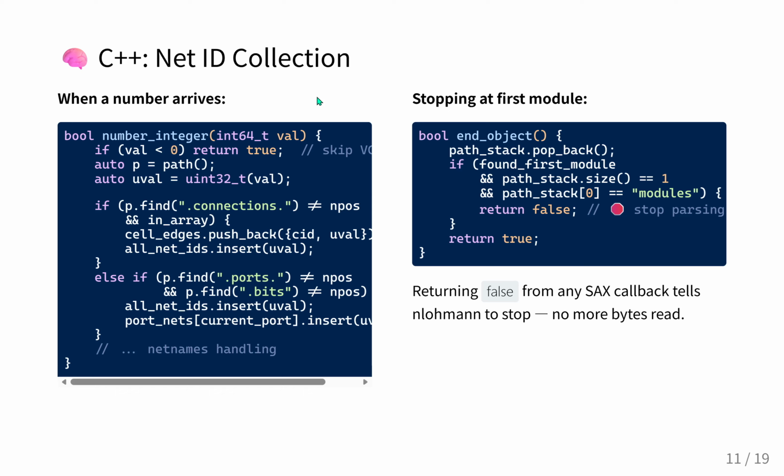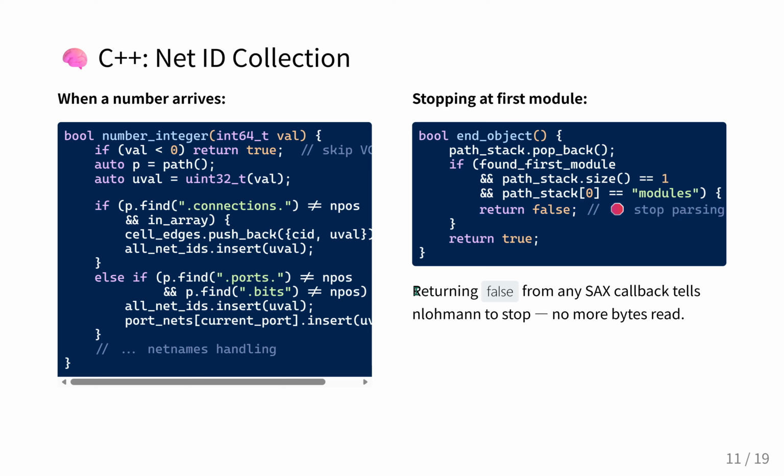How so? When you are collecting net IDs and you realize you have finished the first module, returning a simple Boolean false from any of your SAX callback functions acts as a hard abort. Wait, really? Yes, it instantly signals the parser to stop reading bytes from the file entirely. It literally stops the disk I/O dead in its tracks. Wow. That is the true power of being close to the metal. You aren't just ignoring the data.